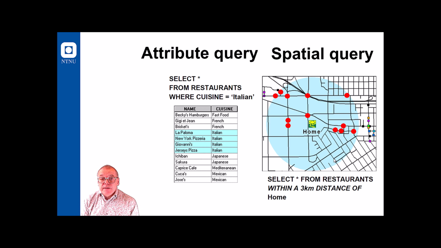For instance, if you are interested in selecting Italian restaurants, you could do so by an attribute query, and you would then be highlighted all those restaurants that are Italian. But if you want to know about all restaurants near your house, for instance, if you want to go out eating, you need to do a spatial query. For instance, selecting all restaurants that are within 3 kilometers from your home. Now you could also combine the queries, this is not done here, to know where are all the Italian restaurants that are within a 3 kilometer distance from your home.